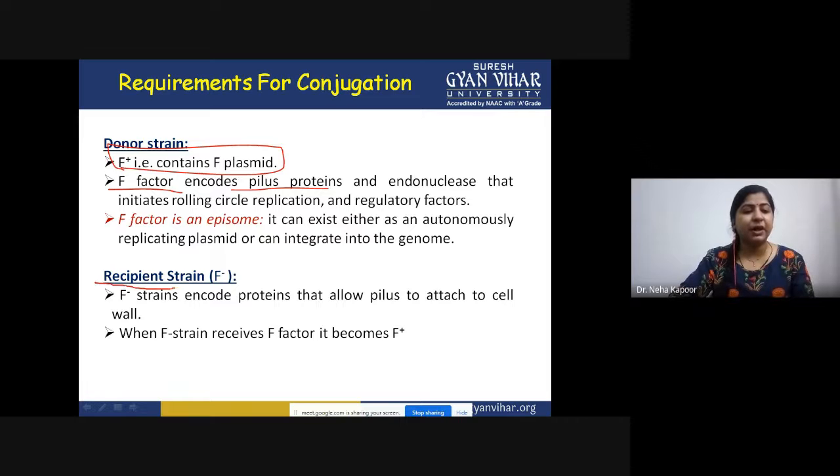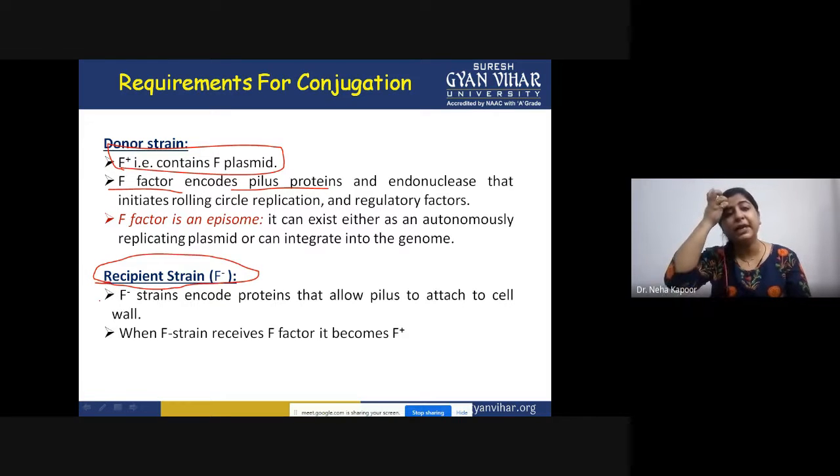Next thing we require is a recipient strain. The recipient strain would be F negative because it does not have the F plasmid. F negative strains encode proteins that allow the pilus formed by the F positive cell to attach to the cell wall so that the exchange can happen. And an important point: whenever this F negative strain receives the F plasmid from the donor bacteria, it also changes to F positive, because now this cell also has the F plasmid, so that it can transfer it further.